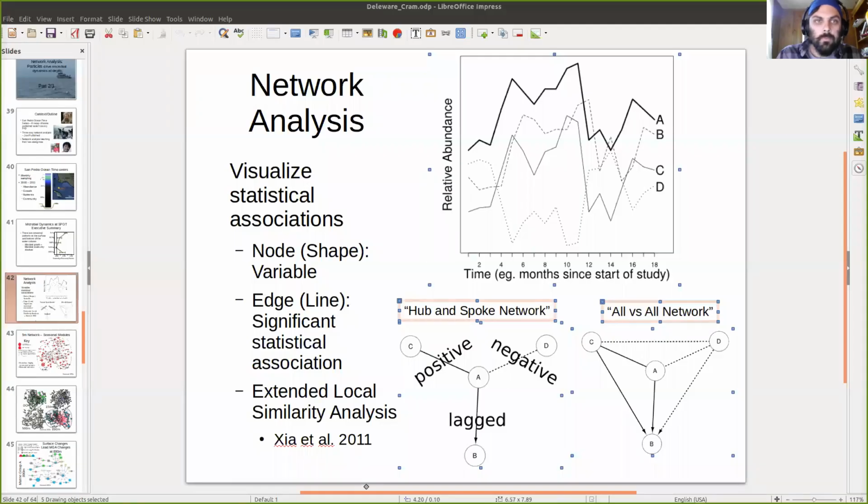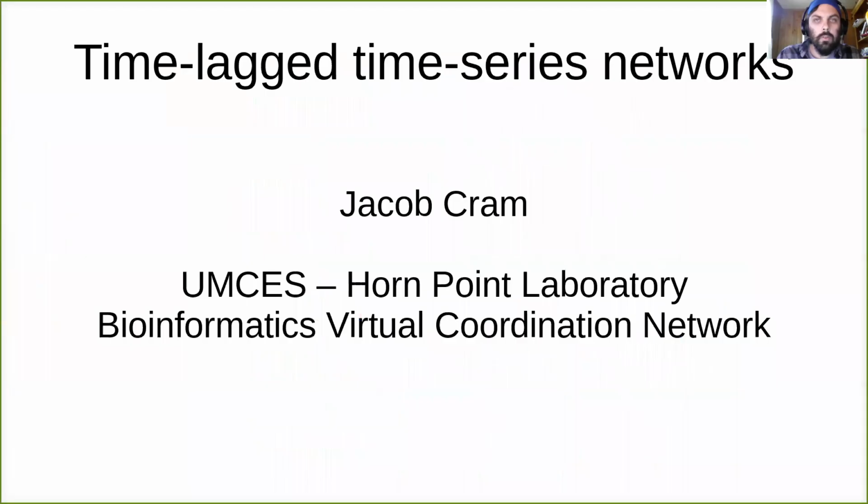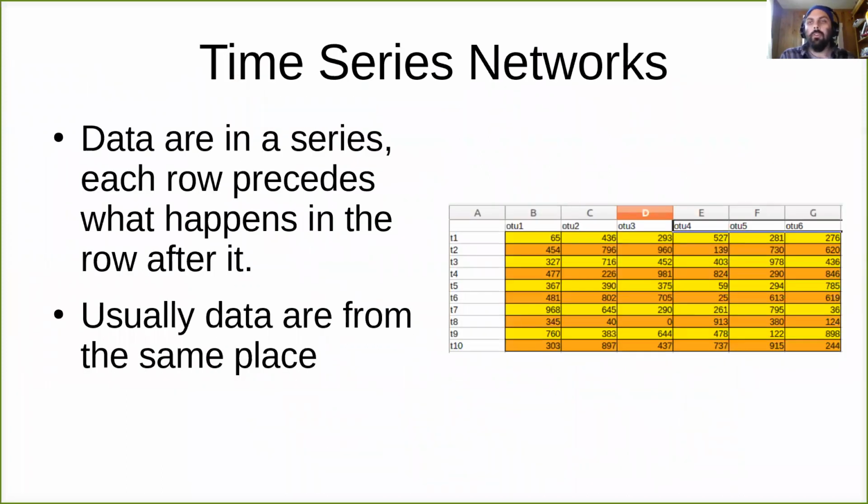I'm going to share my screen and start the slideshow. So today we're going to be talking about time-lagged time series networks. In time series, you have a bunch of data, and the data are in a series. So you can imagine you could have a bunch of different columns representing different variables. In this figure, each column represents a different operational taxonomic unit, or OTU, and each row is going to represent a different time step in that time series.